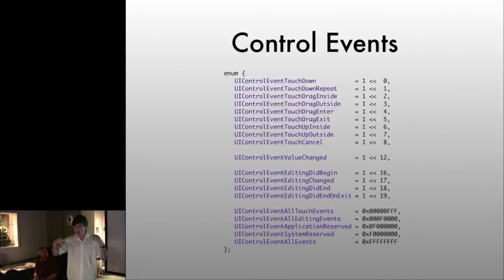if I touch inside one control and then I touch outside some other control, I'm not going to get touch up inside on that other control because that's not where the touch started. But it is where it ends, so I would get touch up outside for the other control. Does that make sense? That's a little bit weird, right? But hopefully that makes a little sense.